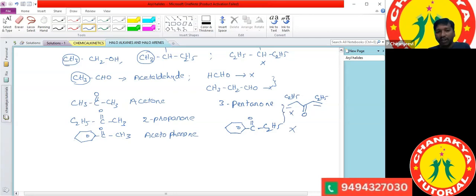So where are we using this? It is the confirmation test of the alcohols also. Aldehydes and ketones also give us a positive iodoform test. Based on that, we can say whether the aldehyde or ketone contains the methyl group or not. Whenever it has the methyl group, then only it gives us a positive iodoform test. Otherwise, it won't.